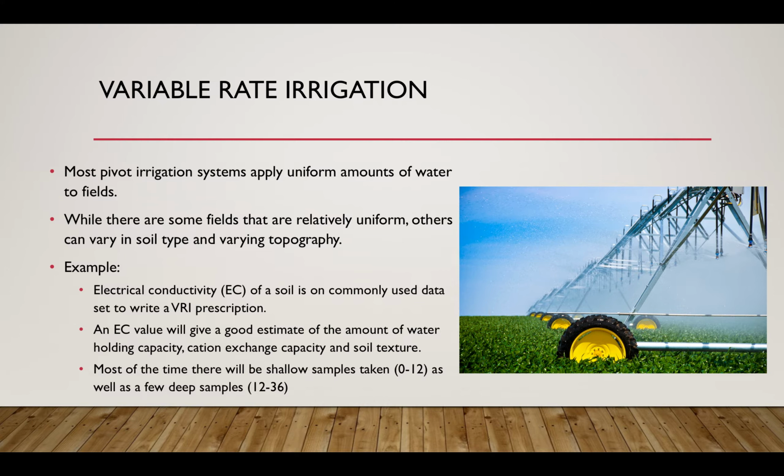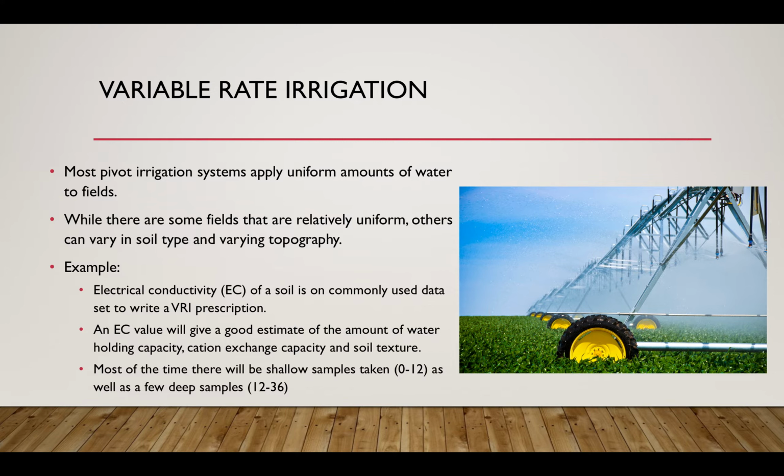A normal pivot will apply the same amount of water throughout a field. So what you're going to do is use electrical conductivity of your soil. You're going to go out there and sample for that, and that Veris machine I showed in the previous slide can do that. Or you can have specific soil samples taken just for this reason. An EC value will give a good estimate of the amount of water holding capacity as well as your cation exchange capacity and soil texture. So you can get a good estimate based on that.